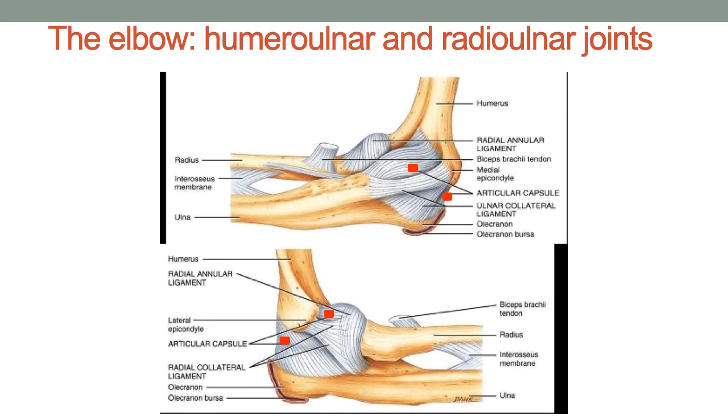So all three of the joints of the elbow are enclosed within a single articular capsule. You can see the capsule from both of these views. The capsule kind of wraps around. It's really thin, but it's thickened along the outside margins by the ligaments. And the ligaments around the elbow are going to prevent the side-to-side movement as well as hyperextension.